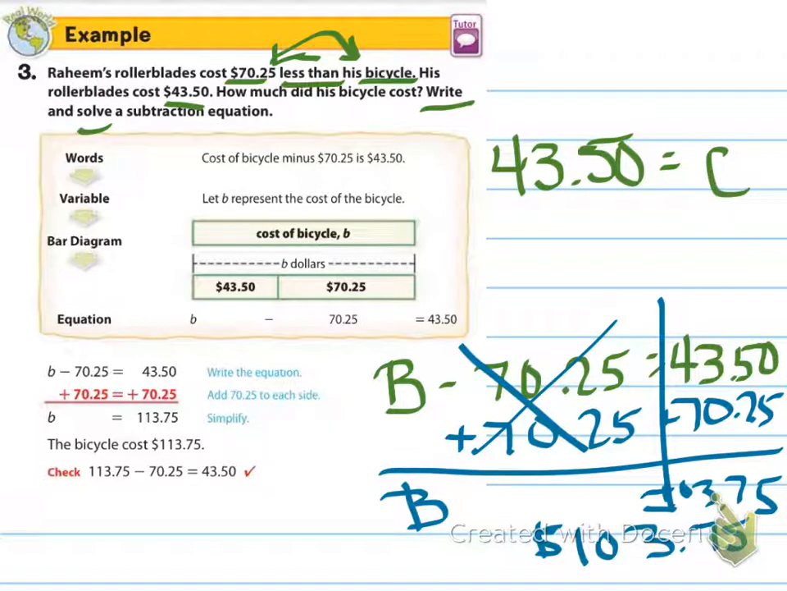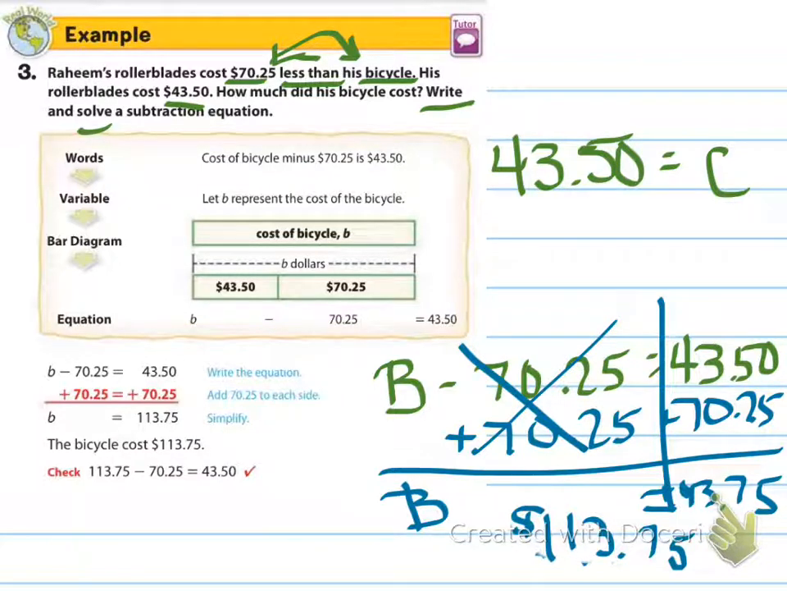Oh, nope, I forgot to do a 1 here. Sorry. 4 plus 7 is 11, my bad. So $113.75. I would have figured out that I made a mistake in just a minute whenever I checked my work.